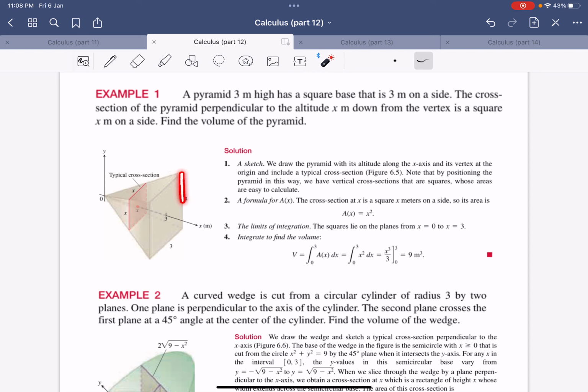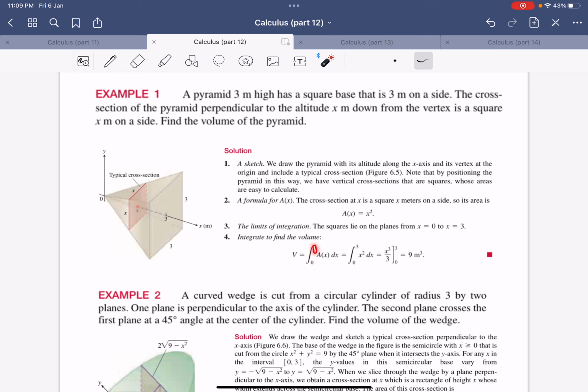So this is like 1.5 up and 1.5 down. Similarly, this is minus 1.5 and this is 1.5 up. And then they say the height is 3 meters, so that's why it's a distance 3 away from the origin. So the cross-sectional area is this square over here, let's say, at the point x. And so at any cross-sectional area, the area is just x squared.